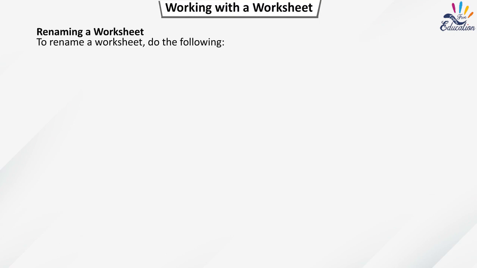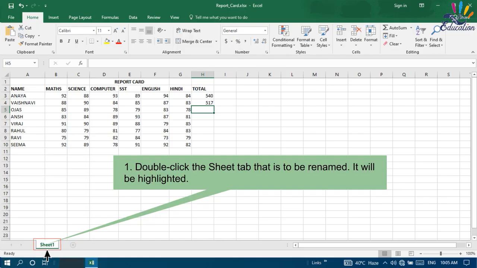Working with a worksheet. Switching between worksheets. After adding a number of worksheets, you may need to switch between them. For this, use the Ctrl plus Page Up and Ctrl plus Page Down key combinations. Renaming a worksheet. To rename a worksheet, do the following.